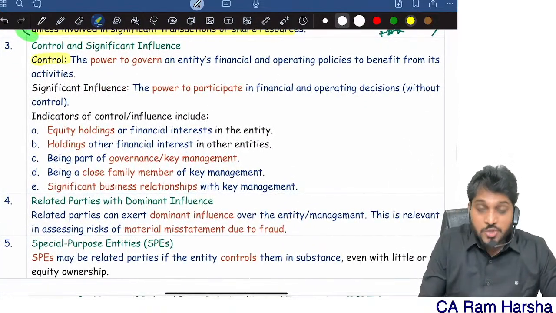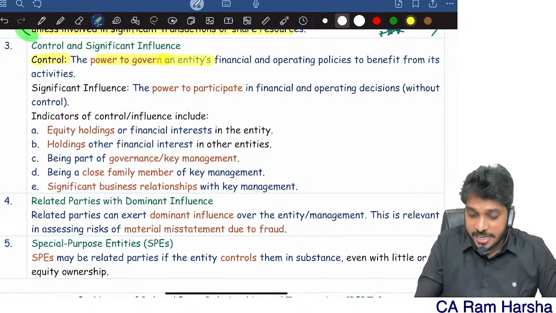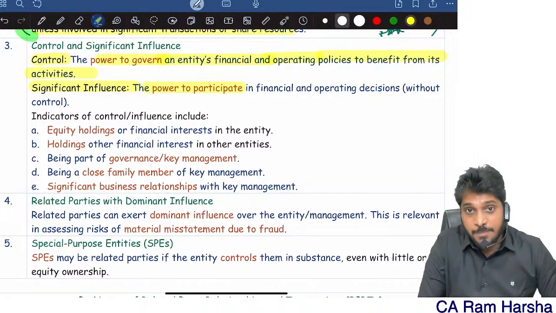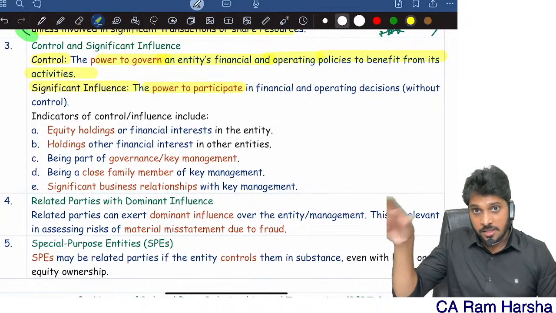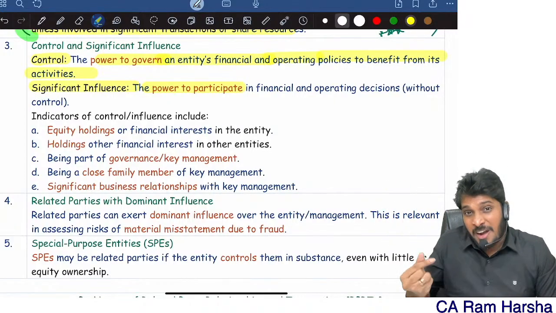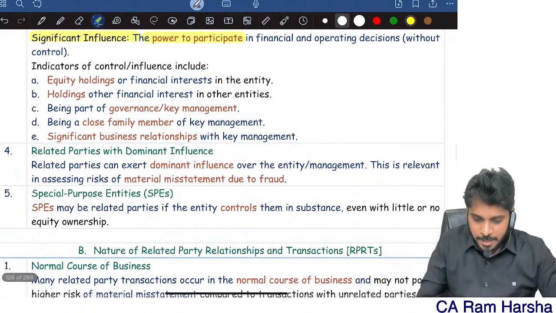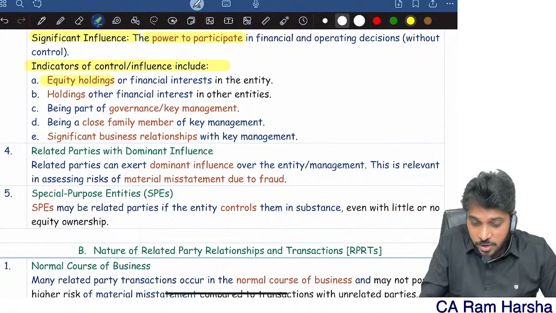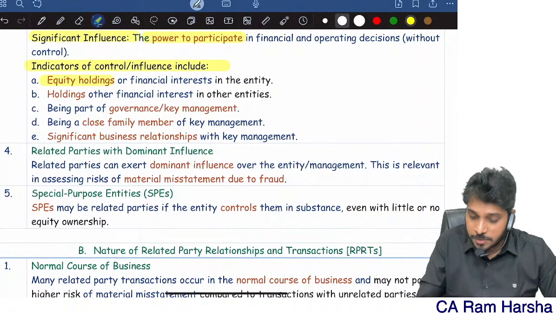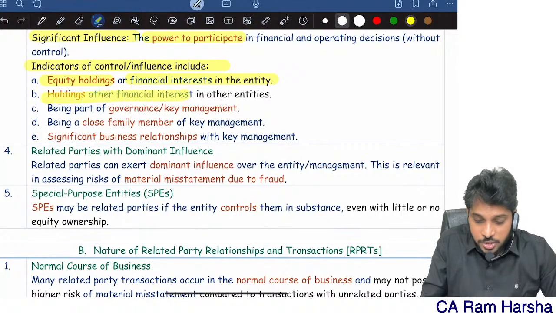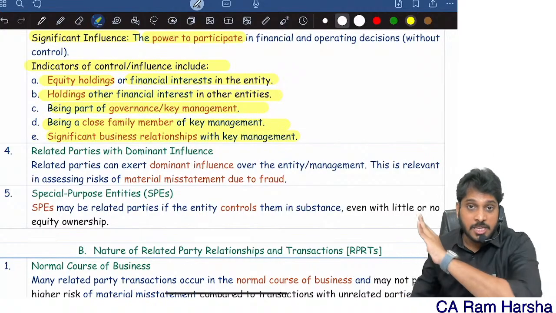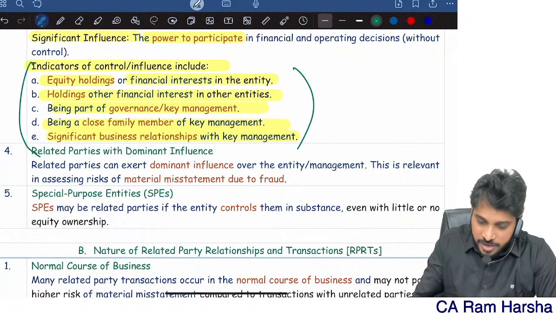Now, control means what? Power to govern the entity's financial and operating policies. Significant influence means you can participate. If you have the power to govern, that's control. If you have a right to participate, that's influence. Now, how do you know there is control or influence? Equity holdings in that entity, financial interest, holdings of other financial interests, being part of top management or a close family member of top management, significant business relationship with key management. In all these ways, we can have control.